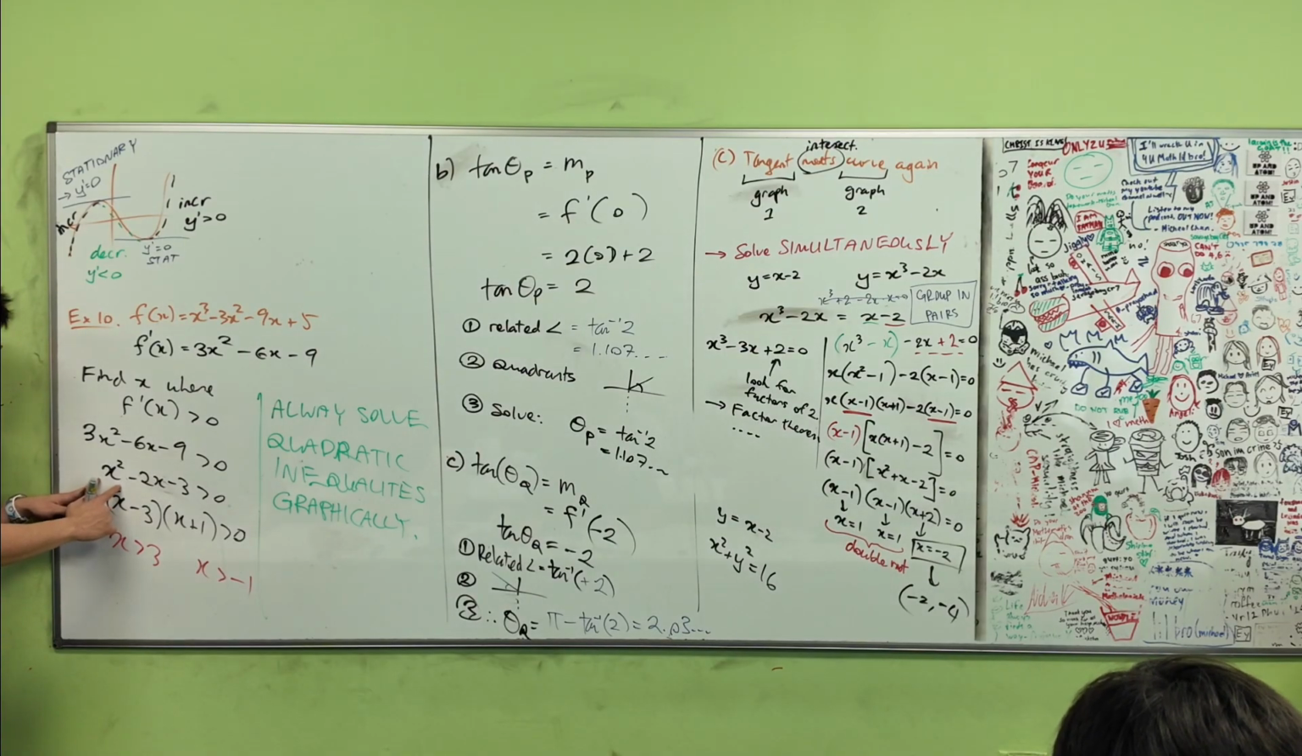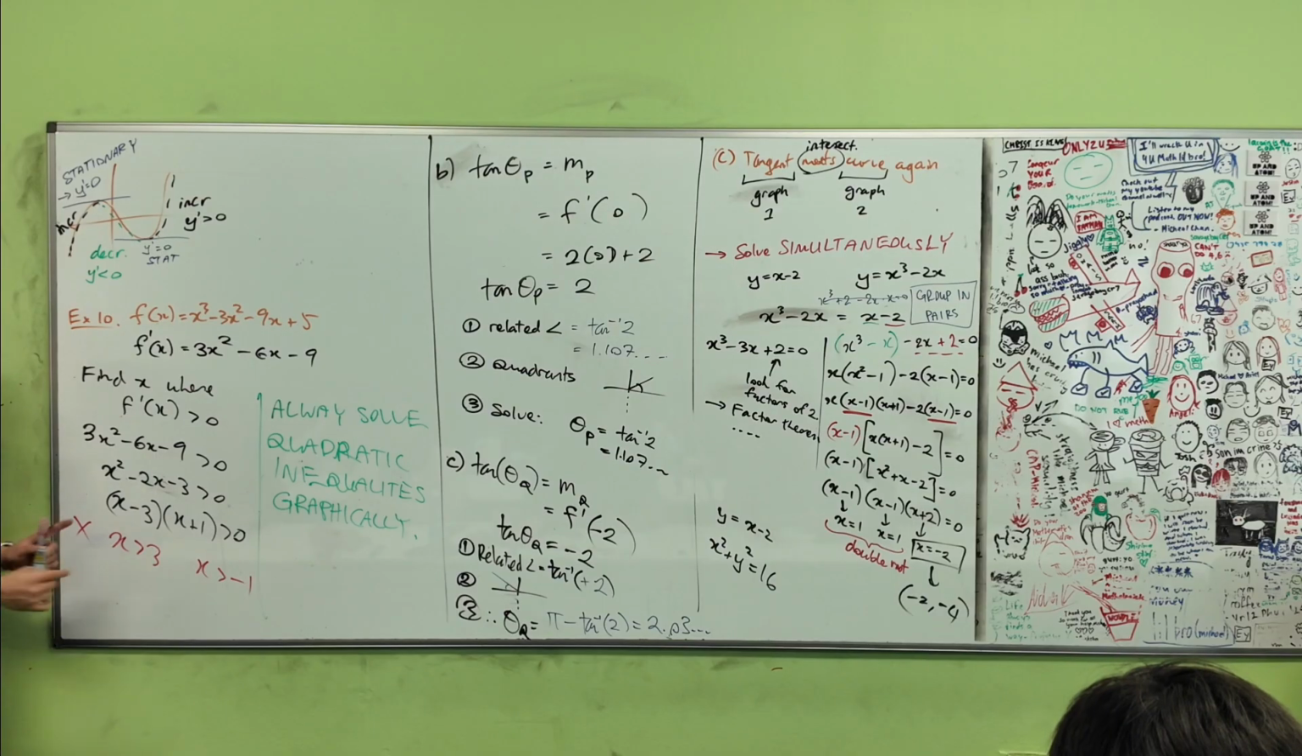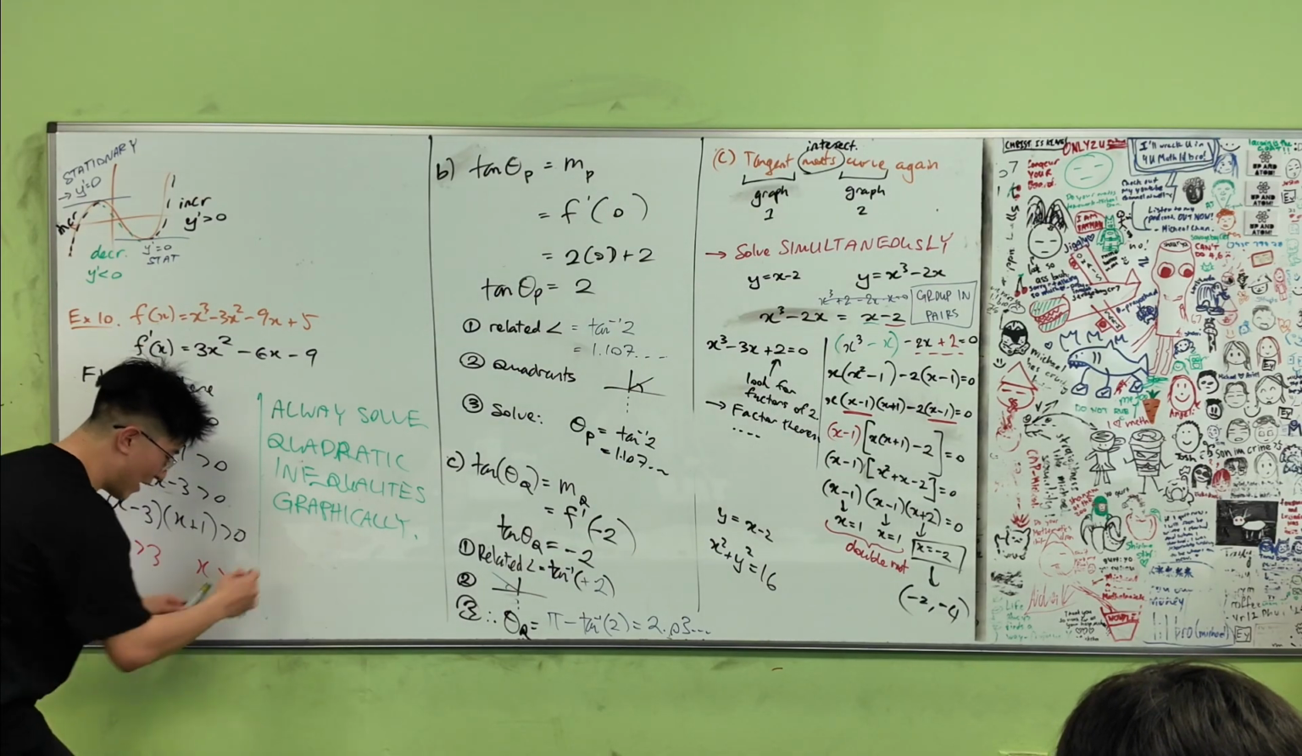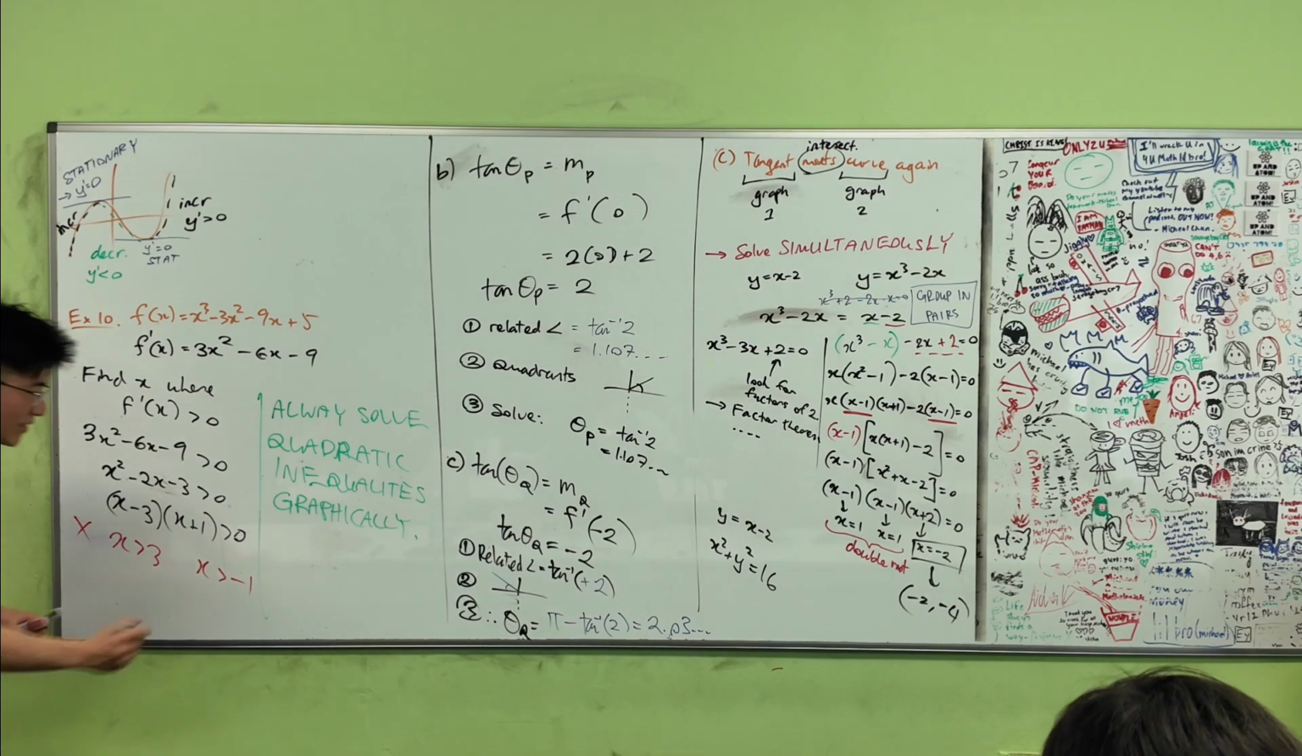Okay? So, this is a quadratic. Clearly, it's not just x. When it's just x, I can move stuff to the side and solve it algebraically. When it's like this, always draw it. That's why I factorize it like so. I'm going to draw this parabola.